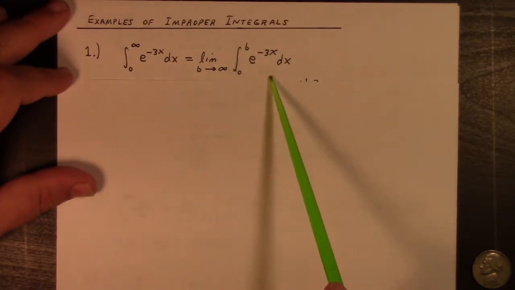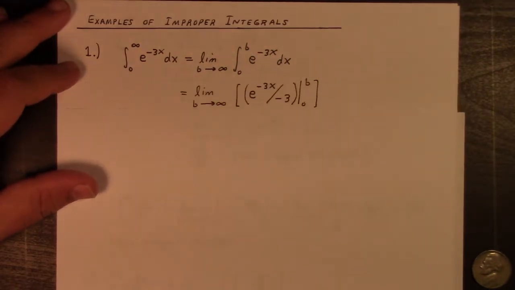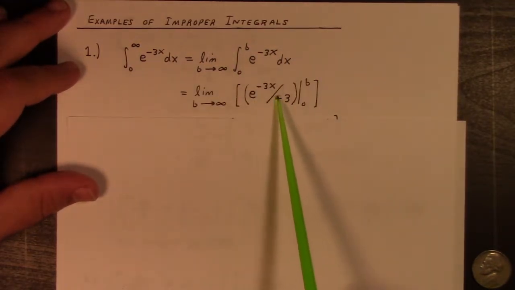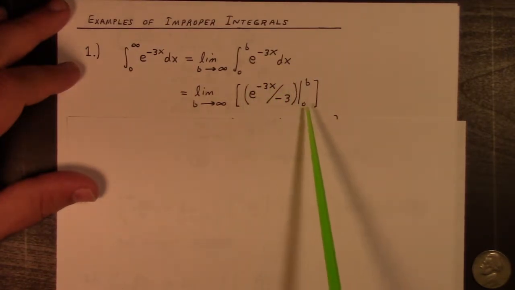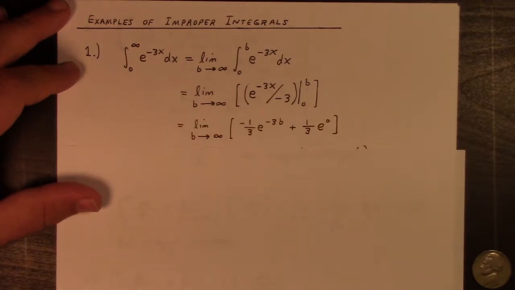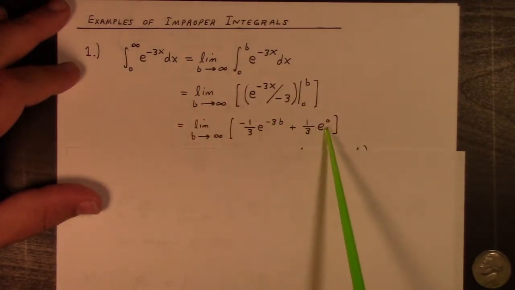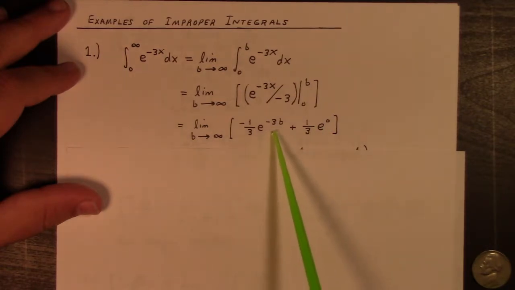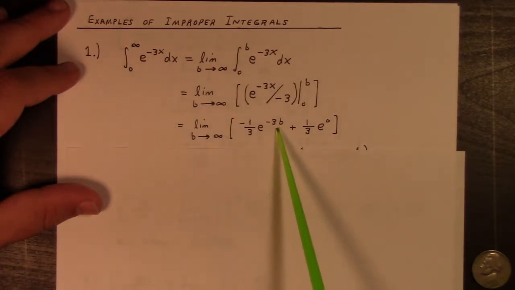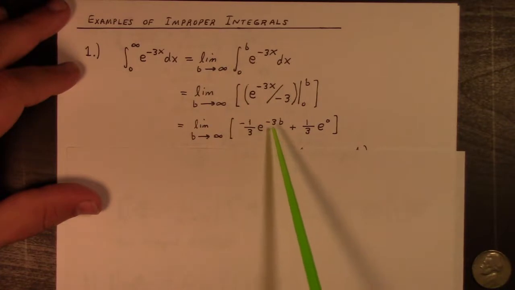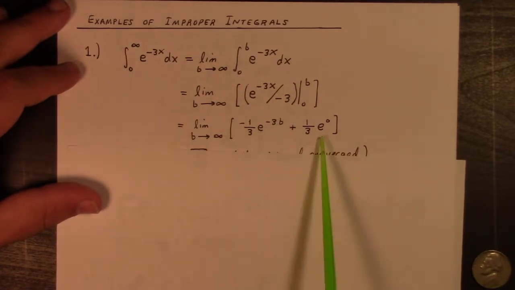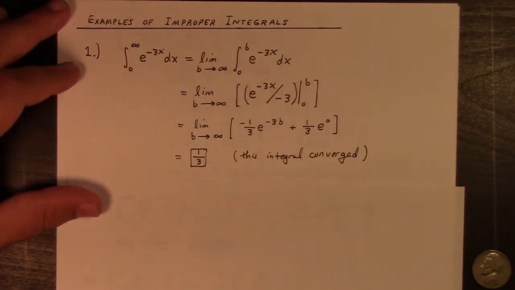Of course, this we already know how to do, right? So minus 1/3 e to the minus 3x, divided by minus 3, that's my antiderivative for that. All right, plug in the bounds. What do I got? Minus 1/3 e to the minus 3b plus 1/3 e to the 0. Now, e to the minus 3b as b goes to infinity, of course, goes to 0. That e to the 0 is equal to 1. So we get 1/3.